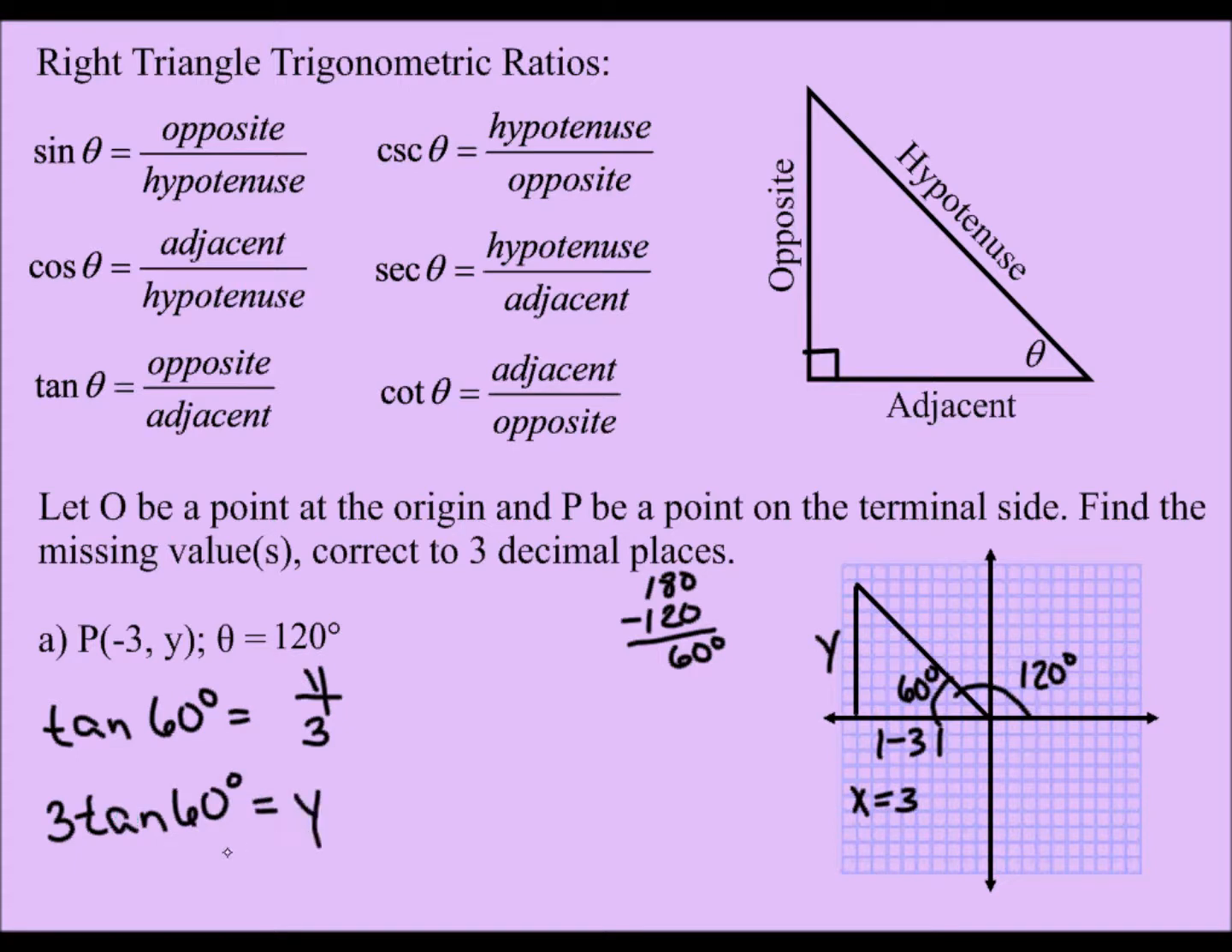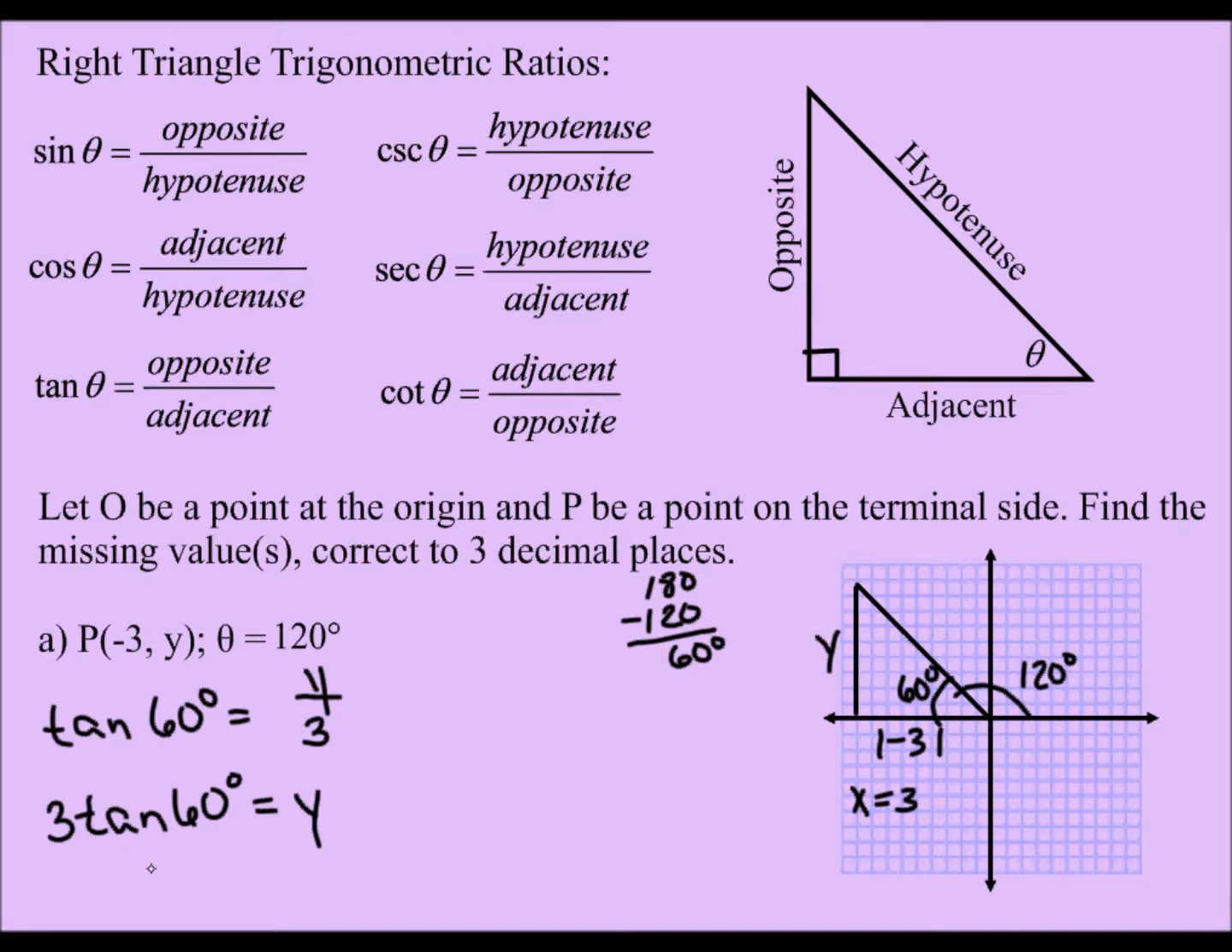And now I'm going to use my calculator. Be sure that your calculator is in degree mode. If it's in radians and you're using an angle that's in degrees, you're not going to get a correct answer. This goes the same if you switch it, if you're given an angle in radians and your calculator's in degree. So in this case, my calculator was in degree mode.